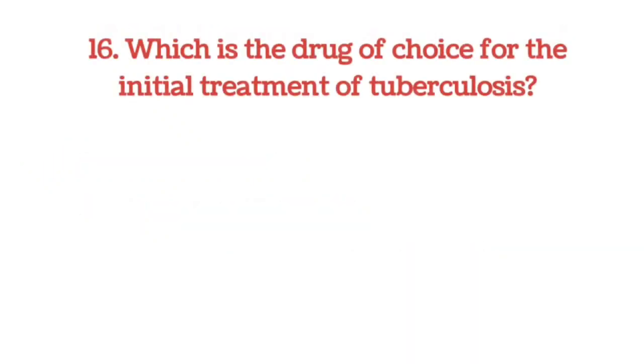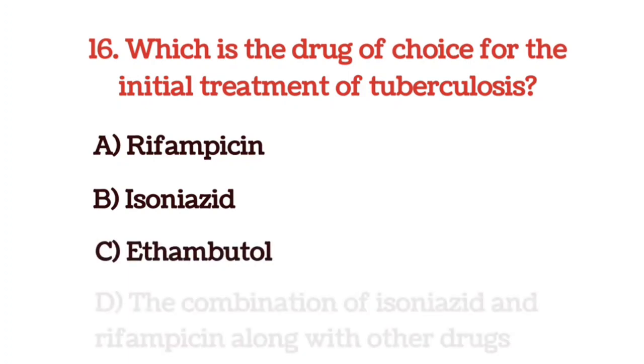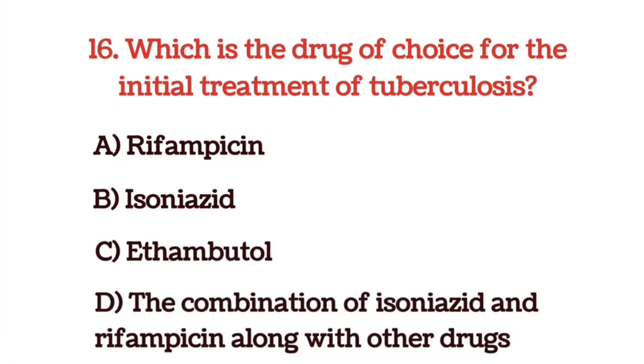The next question is, which is the drug of choice for the initial treatment of tuberculosis? The options are rifampicin, isoniazid, ethambutol, and the combination of isoniazid and rifampicin along with the other drugs. And the correct answer is option D.